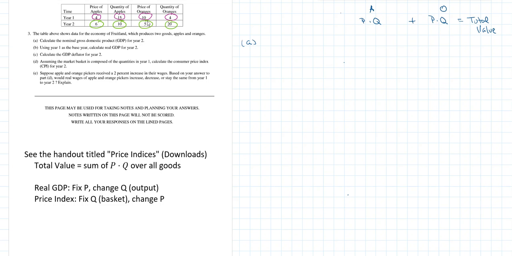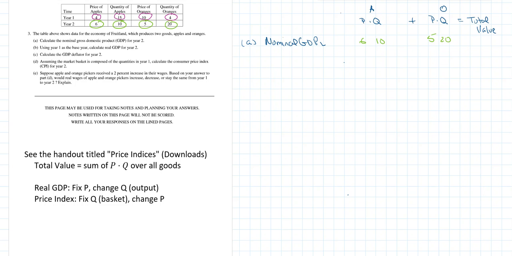And I've circled all the year one prices and quantities in purple and the year two quantities in green, so we can easily distinguish. The first thing we're asked for is the nominal GDP for year two. And the nominal GDP for year two is easy. Nominal just means use all the current year prices and quantities. So it's 6 and 10 for apples and 5 and 20 for oranges.